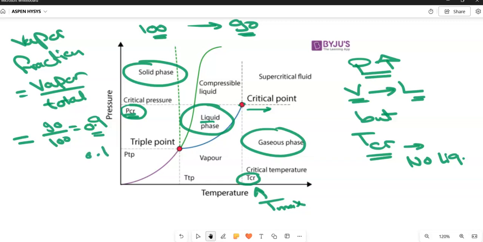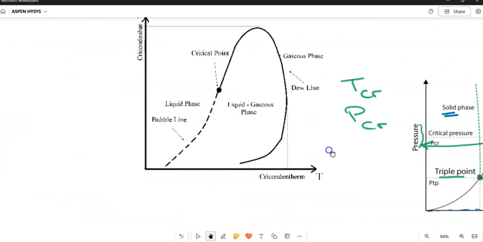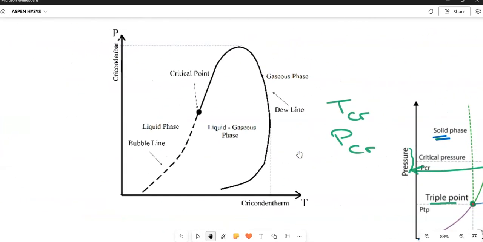So again, we want to talk about the Cricondentherm and the Cricondenbar. If we look at this graph, it is similar to the one we have been talking about. This is a relation between temperature and pressure.